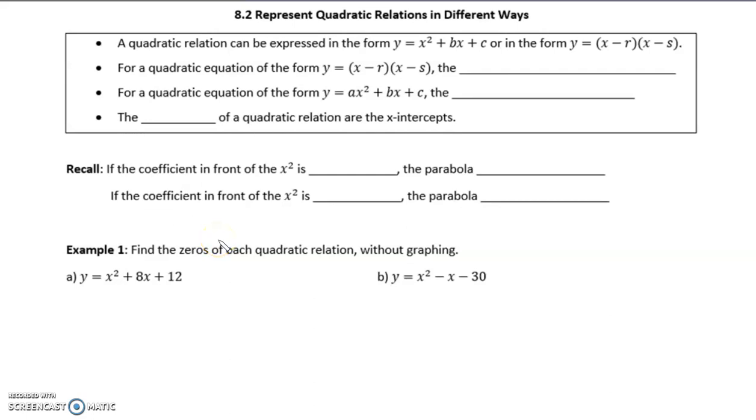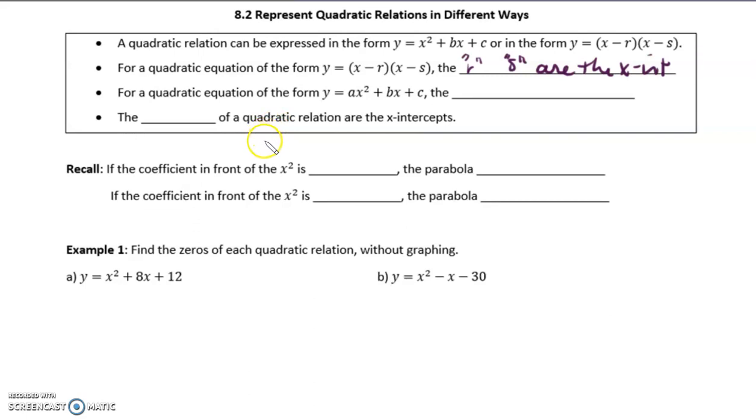Okay, 8.2. Represent quadratic relations in different ways. So a quadratic relation can be expressed in this form, y equals x squared plus bx plus c. Okay, and sometimes we see an a there as well. Or in this form, y equals (x minus r)(x minus s). For the quadratic equation in this form, the r and s, put in quotes, are the x-intercepts. So that's what we can identify just by having that equation.